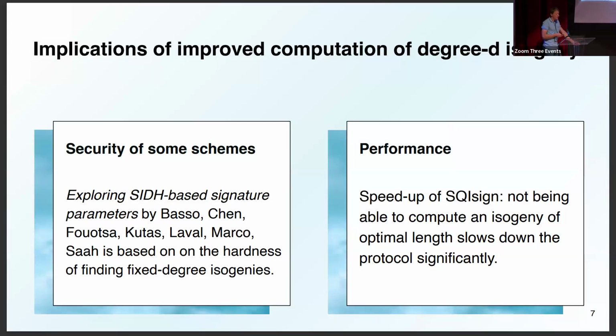So what are the implications if a better algorithm is found for degree D isogeny? Some schemes are actually based on this third problem. So the security of these schemes is impacted, obviously, and also it might help to improve the performance of some schemes because you are able to compute an isogeny of optimal length.